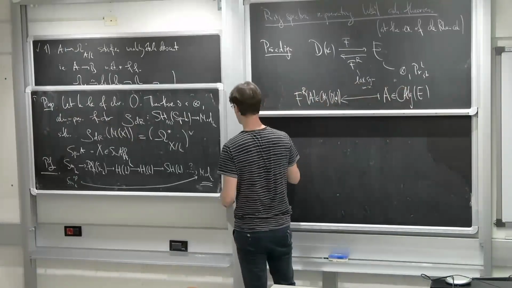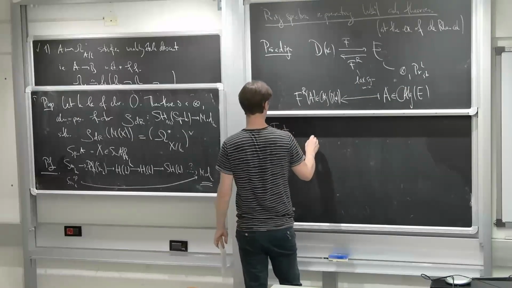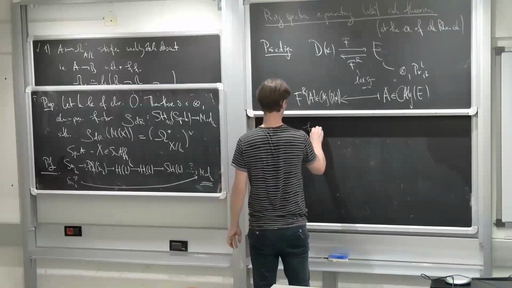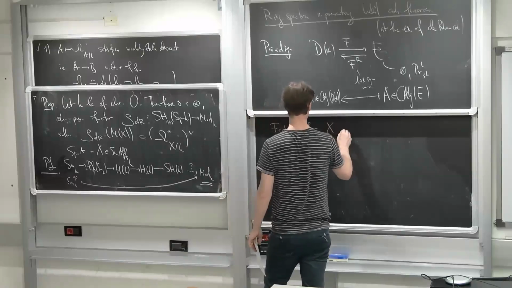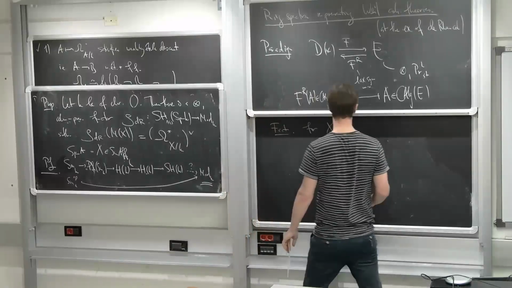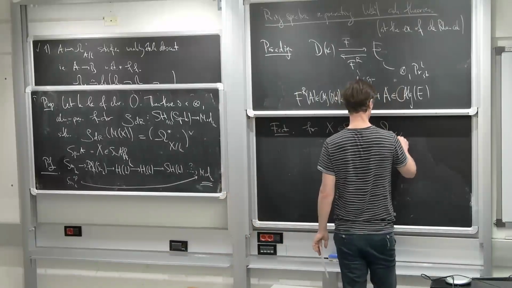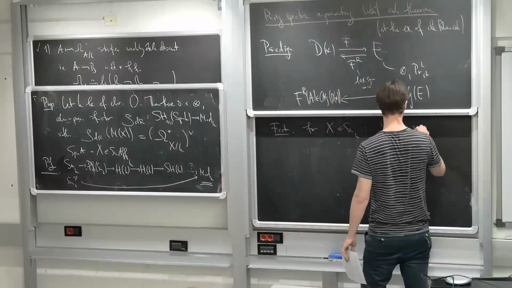So it's here where something non-trivial happens. So, fact: for X in smooth schemes over k, this complex Omega_X over k is a perfect complex.